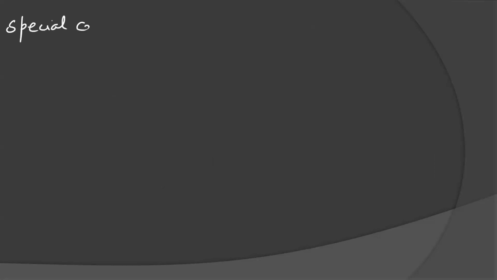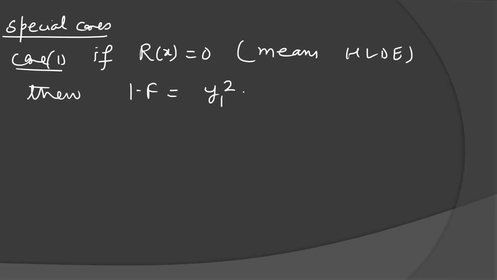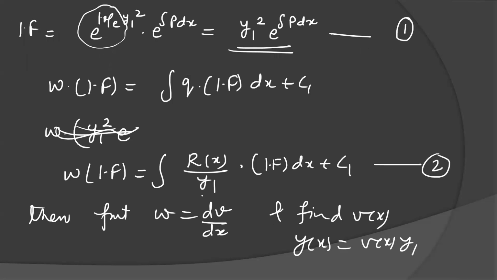See special cases here. Case 1: if R(x) is 0, it means we deal with only a homogeneous linear differential equation. Then your integrating factor is not going to be changed. It is y1 square e to the power p dx only, and w is going to be changed. The integrating factor is, that was actually, r by y1.